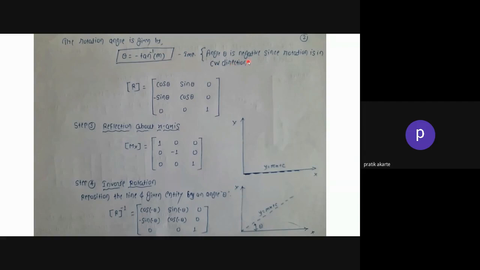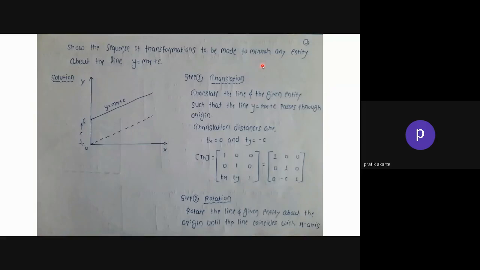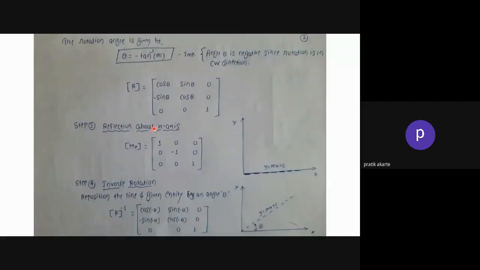Now it is important to note that angle theta will be negative since the rotation is in the clockwise direction. Going back, you can see that we are rotating the line such that it will coincide with the x-axis. That's why the rotation is clockwise, and as far as our conventions are concerned, we take the angle theta as negative since the rotation is in the clockwise direction.